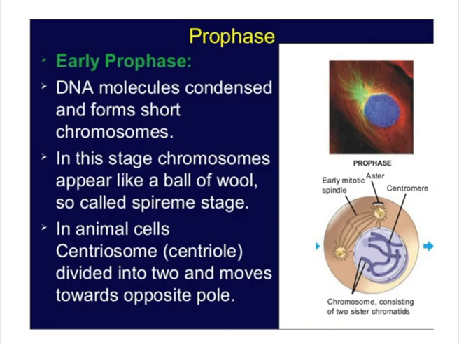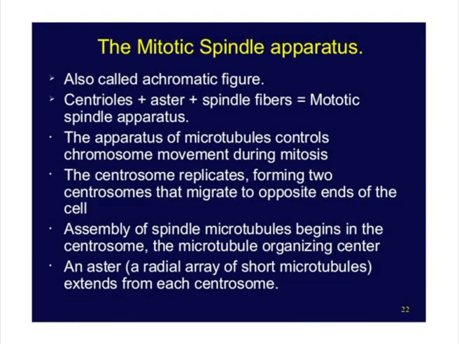This is the early prophase. What are the spindle apparatus? Here the chromosomes are also called achromatic structure. The centrioles, asters, and spindle fibers are all the mitotic spindle apparatus. Here the microtubules control the chromosome movement during mitosis.